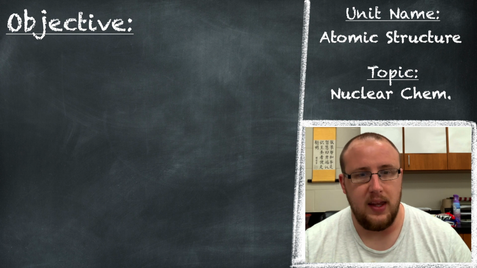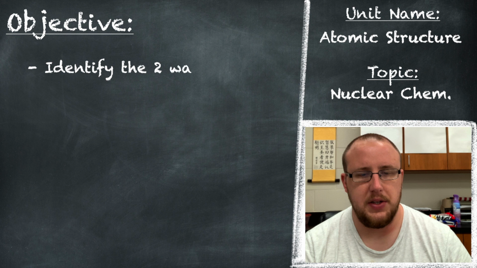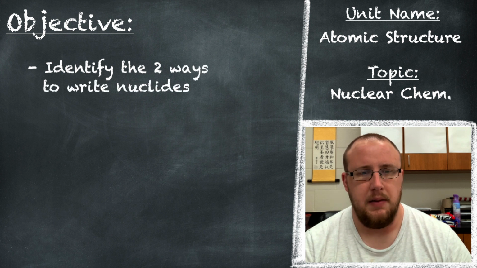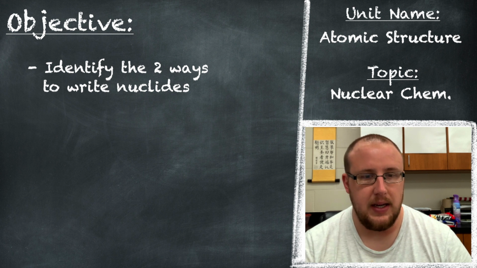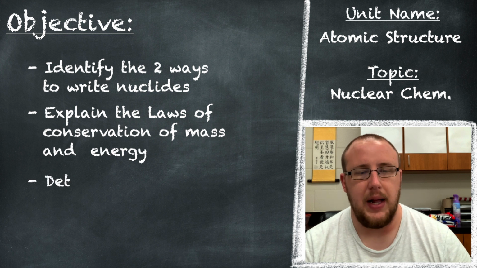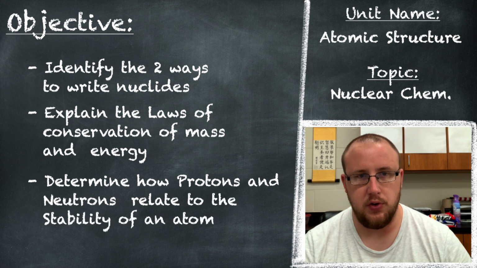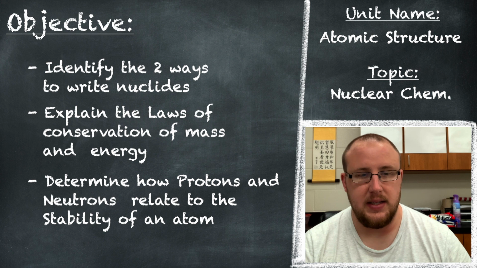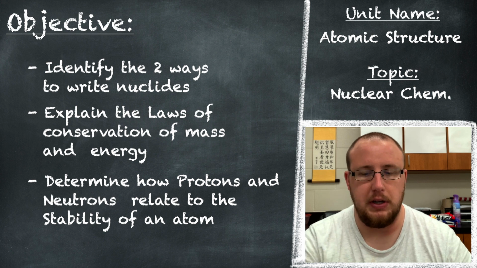In order to do that, you first need to know the objectives. So we need to map out where we're going. The first one is to identify the two different ways to write nuclides. Okay, you'll learn about that in a second. Next, I want you to be able to do by the end of the day is to explain the laws of conservation of mass and conservation of energy. And finally, we need to determine how protons and neutrons relate to the stability of an atom overall. So in saying that, let's dive into nuclear chemistry.